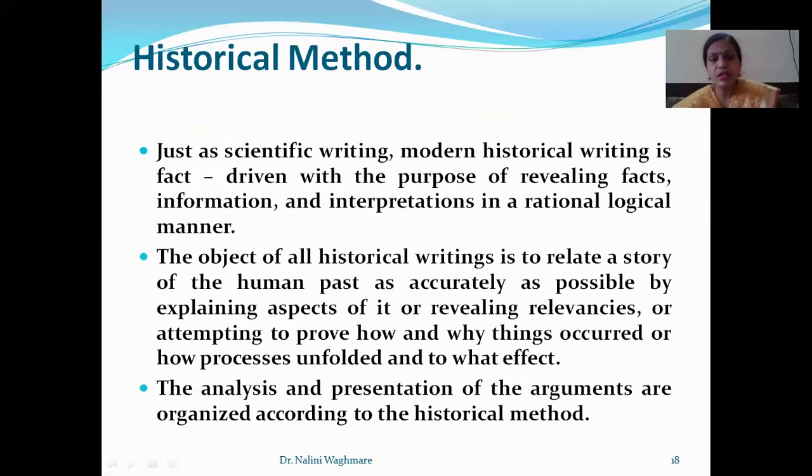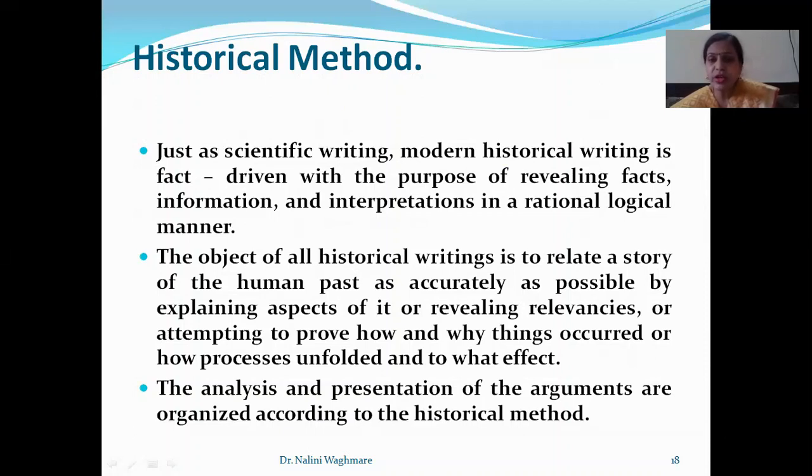Then, historical method. Just like scientific writing, modern historical writing is fact-driven, with the purpose of revealing facts, information, and interpretation in a rational, logical manner. Like science, today the historian tries to take a problem, collect materials, do interpretation, and then come to the conclusion. This is the type of thing he is doing now.